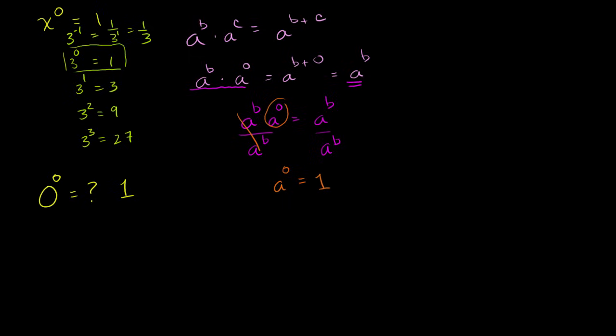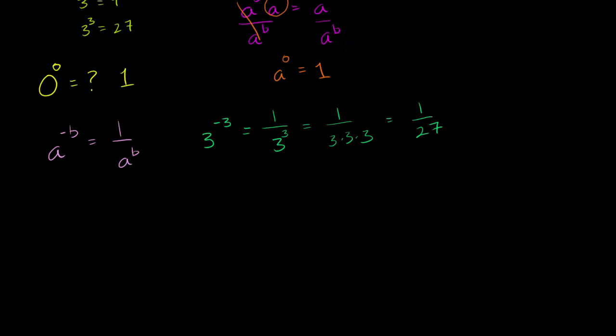So let's talk about some of the other properties, and then we can put them all together with a couple of example problems. I told you in the last video what it means to raise to a negative power. A to the negative b power is equal to 1 over a to the b power. So just to do that with a concrete example, 3 to the negative 3 power is equal to 1 over 3 to the third power, which is equal to 1 over 3 times 3 times 3, which is equal to 1 over 27.